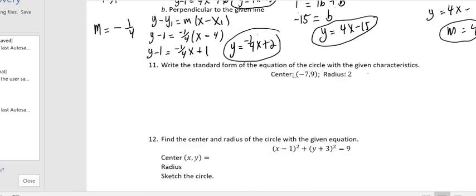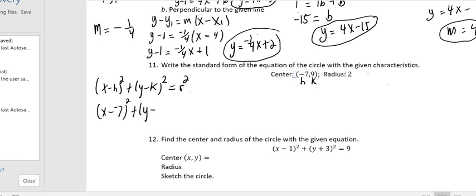Write the standard form of the equation. Okay, so the standard form. You want to remember this formula, right? For your center here, that's h, and this is k. So we just plug it in. Radius is 2. And then simplify as much as you can. So negative is positive.